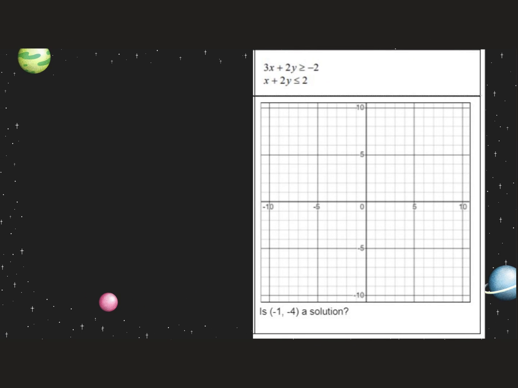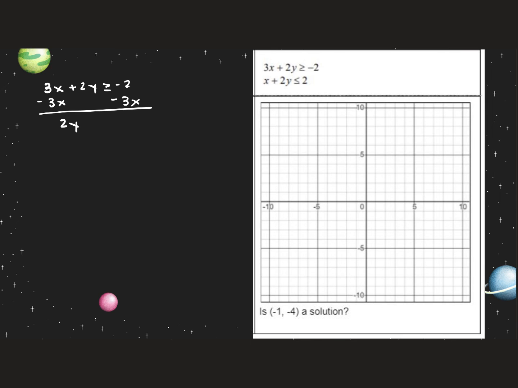For this example, I want you to try this one on your own. All right. So the first step is to make sure it is in slope-intercept form. And then go ahead and plot your 2 points and determine if (-1, -4) is a solution. All right, so the first thing we're going to do is make sure that it's in slope-intercept form. I'm going to solve my first inequality for y. I'm going to subtract 3x from both sides.